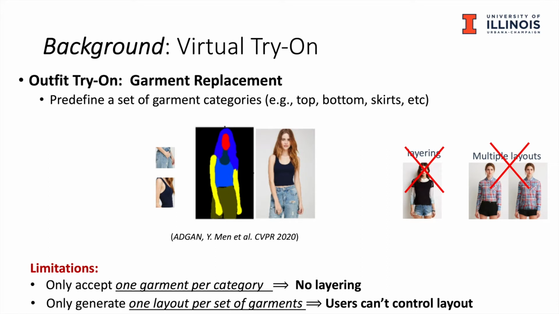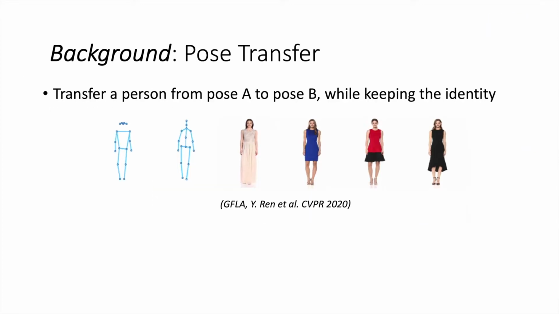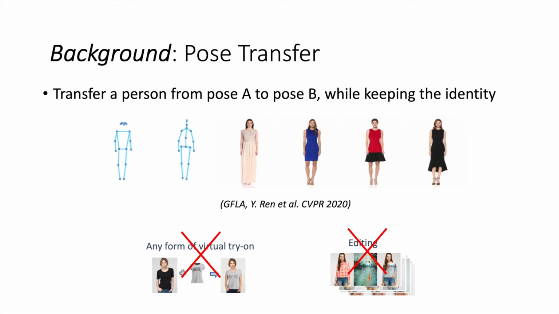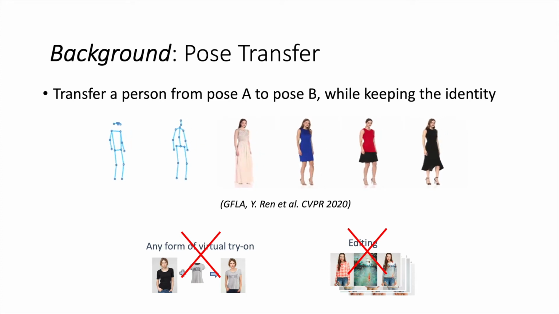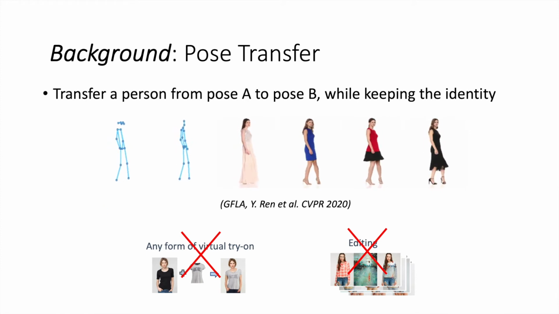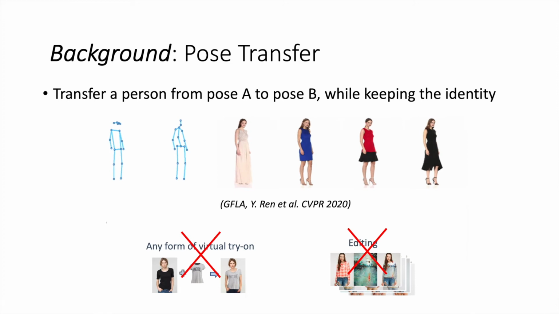Another limitation is that the previous work can only generate one layout for a set of garments, so the user has no control over the layout. Instead, our work gives the user control on both layering and layout, so users have more options in the virtual try-on rooms. Another related area is pose transfer. The previous pose transfer work mainly works on pose transfer only. Instead, we design a unified architecture with flexible modules to enable pose transfer, virtual try-on, and fashion editing.